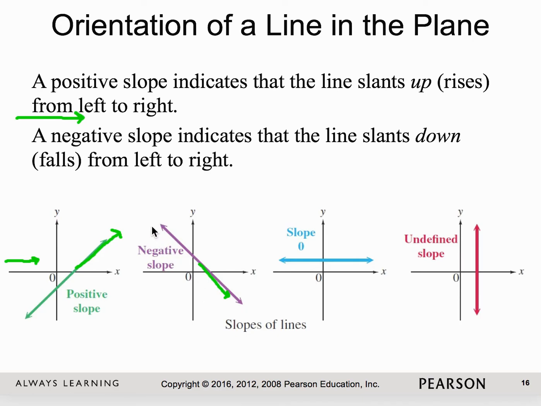All right, so if your number is positive, your line will slope up. If your number is negative, your line will slope down. If the slope is 0, it's horizontal. If it's undefined, it's completely vertical. So this is a nice check too. If you wind up with a negative slope, your line better be going down.